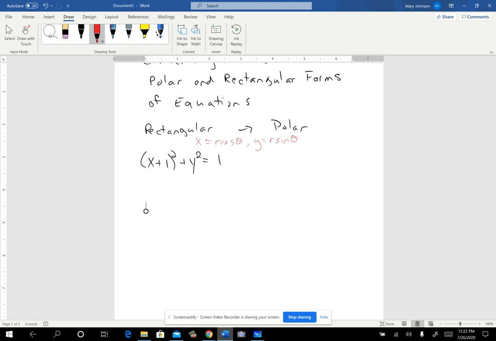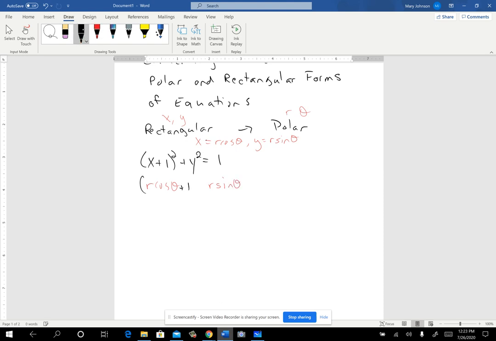If you're trying to go from an equation that's expressed in the usual way with x's and y's, so rectangular form, to polar form, you're going to have r's and thetas, okay? What you make use of is the fact that x equals r times cosine theta and y equals r times sine theta. So the first thing you're going to do is substitute r cosine theta in for the x and substitute r sine theta in for the y.